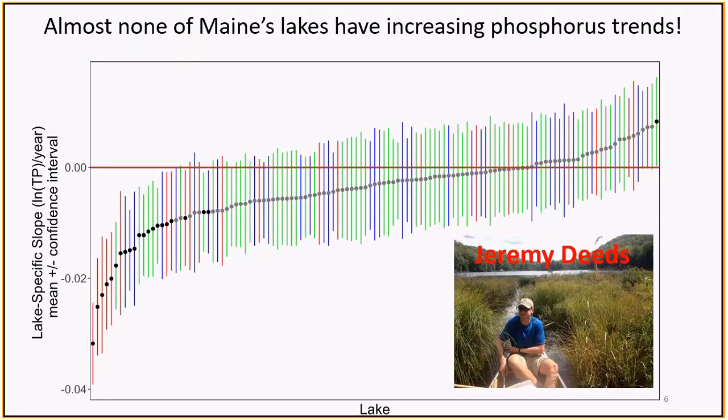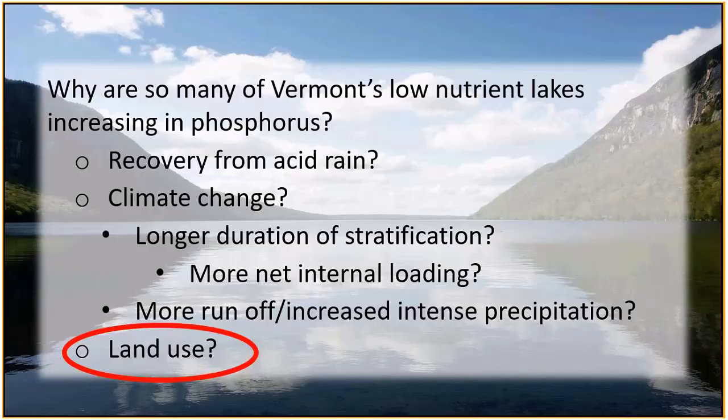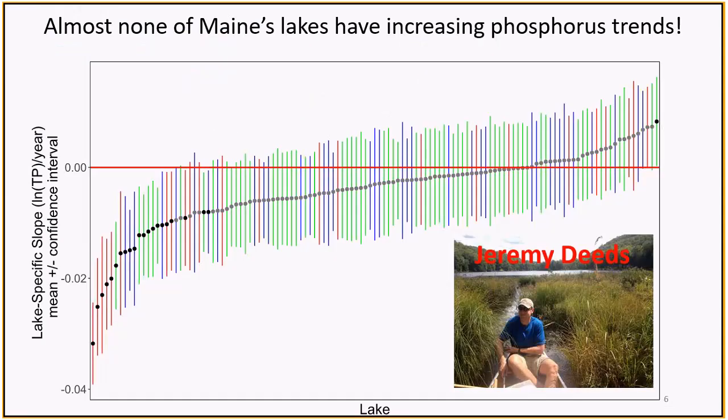One thing to note in terms of the climate change hypotheses is that I also ran the same analysis on summer data from Maine's lakes. They have a similar long-term data set for phosphorus that goes back 40 years. And Jeremy Deeds from the Maine DEP provided me with his data set. And it turns out that virtually none of Maine's oligotrophic lakes are increasing in phosphorus.